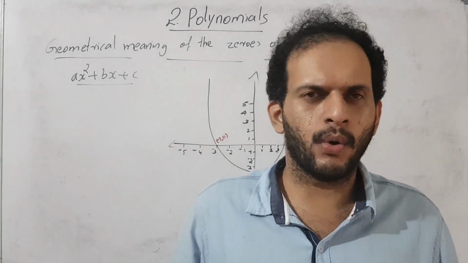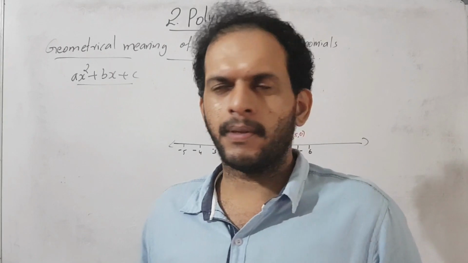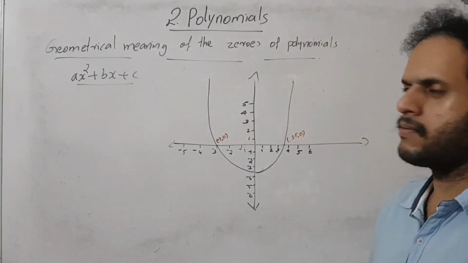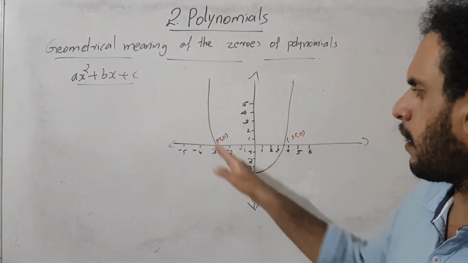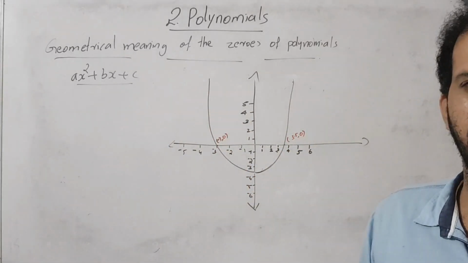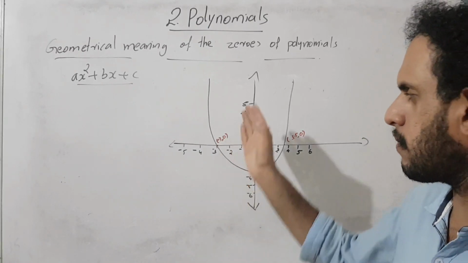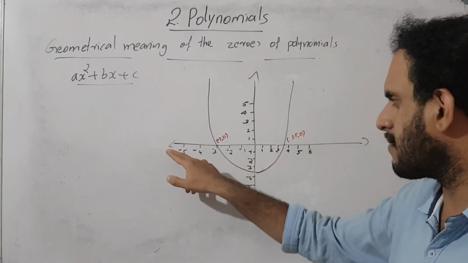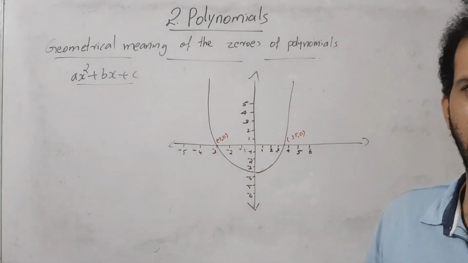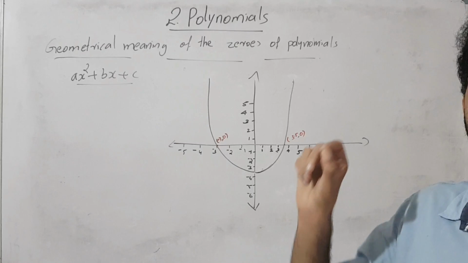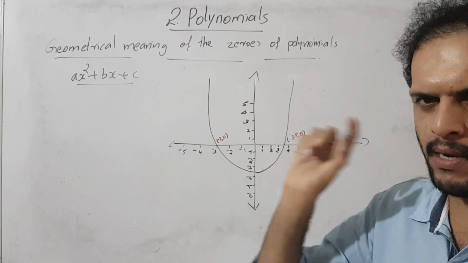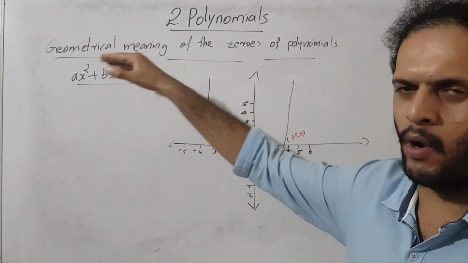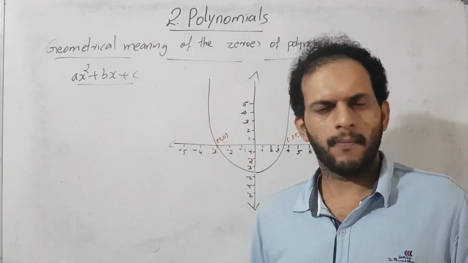Here I just simply draw a figure, a graphical representation of the quadratic polynomial ax square plus bx plus c. Okay, I did not draw the graph by exact measurement, simply for an example. Then the graph meets the x-axis at exactly 2 points, correct? The graph intersects the x-axis at exactly 2 points, which shows this polynomial has 2 zeros.